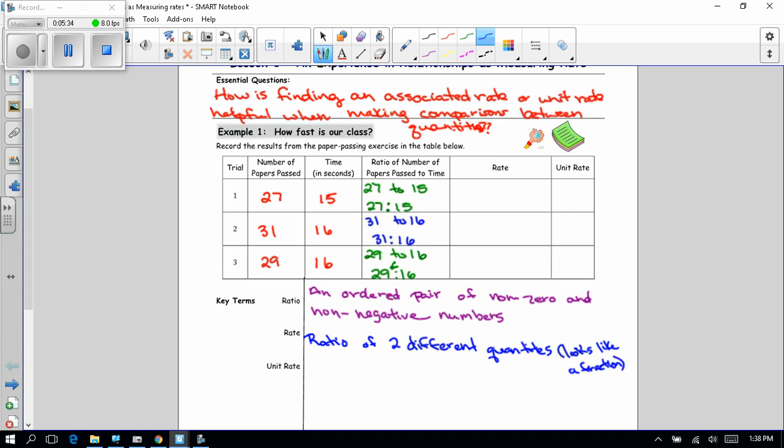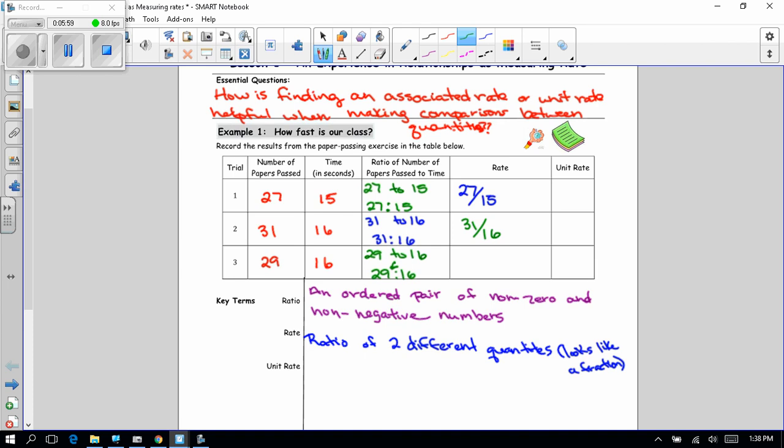And ratios written this way, we can write it as a rate, and it does look like a fraction. We don't even have to simplify it or anything. We literally write 27 over 15, right? We can write that. Same thing for the 31 over 16. It looks like a fraction. It's a ratio. We're relating the number of papers to the time.